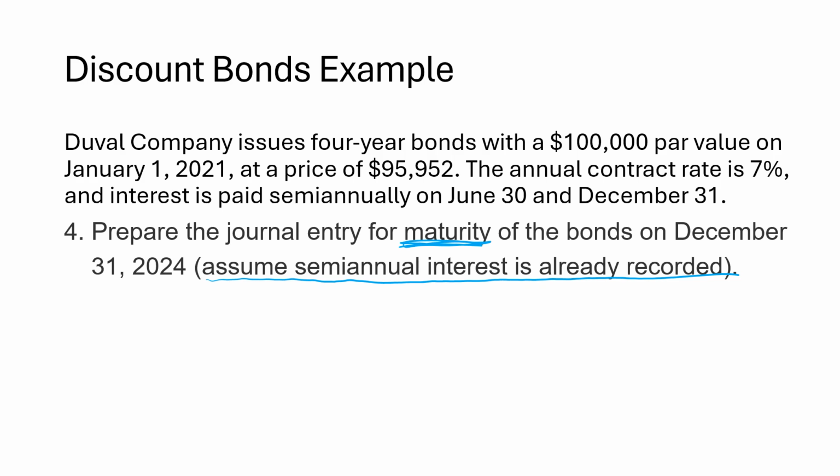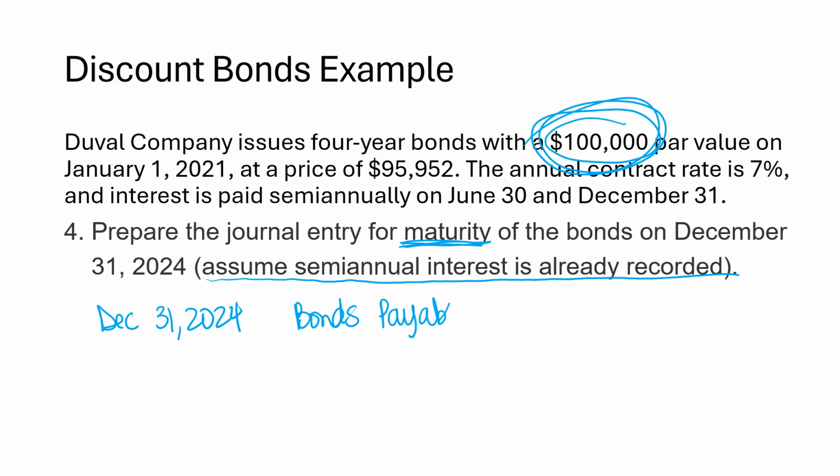The maturity journal entry is the very easiest one because when the bonds mature, the amount that is repaid to the bondholder is simply the face value. So on December 31st, 2024, you decrease the liability of the bonds payable. You're taking that off the books now that you are paying that back to the bondholder. You're paying that in cash, so you credit cash for $100,000. And that's that.